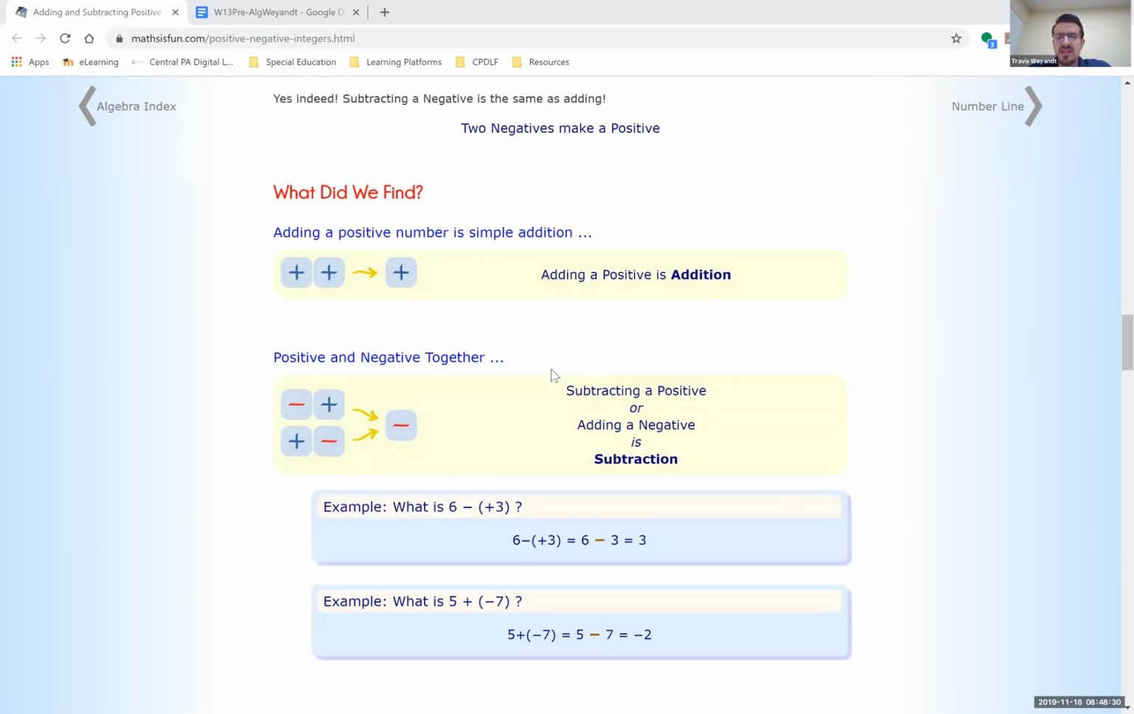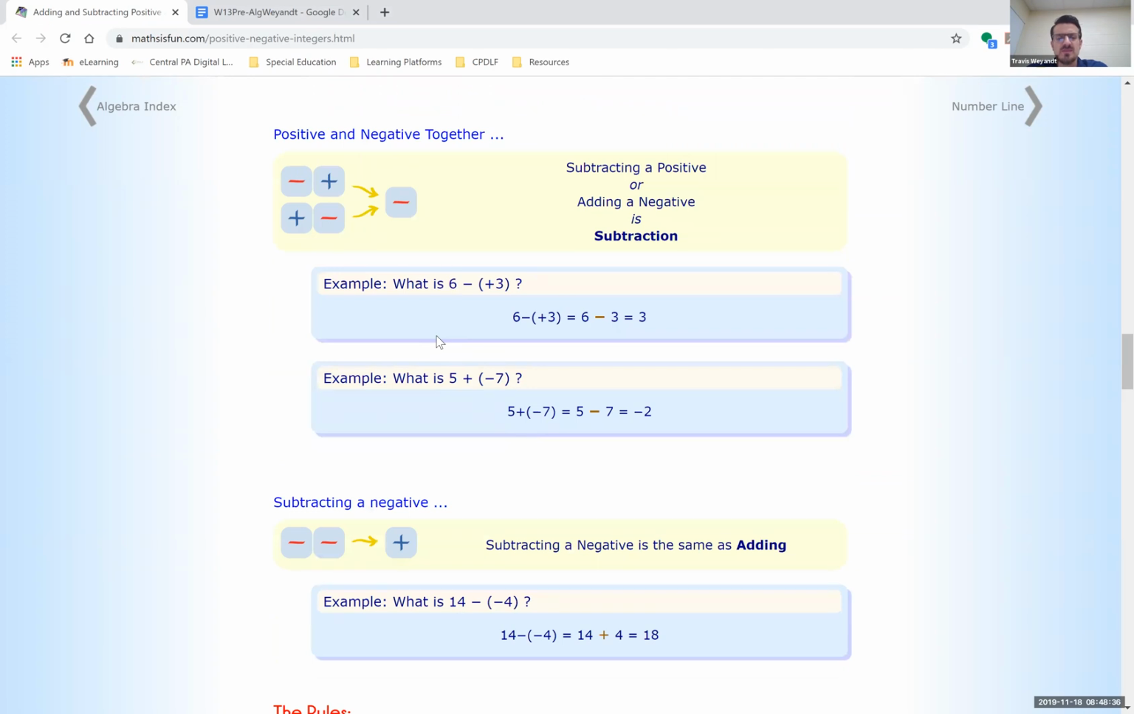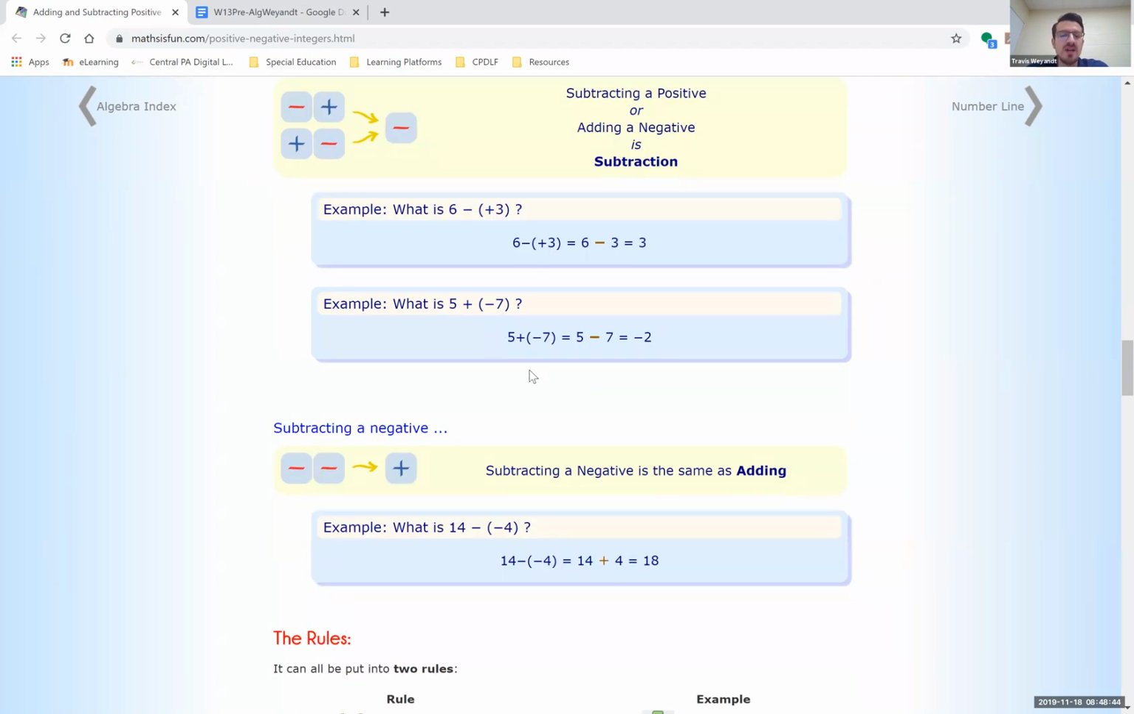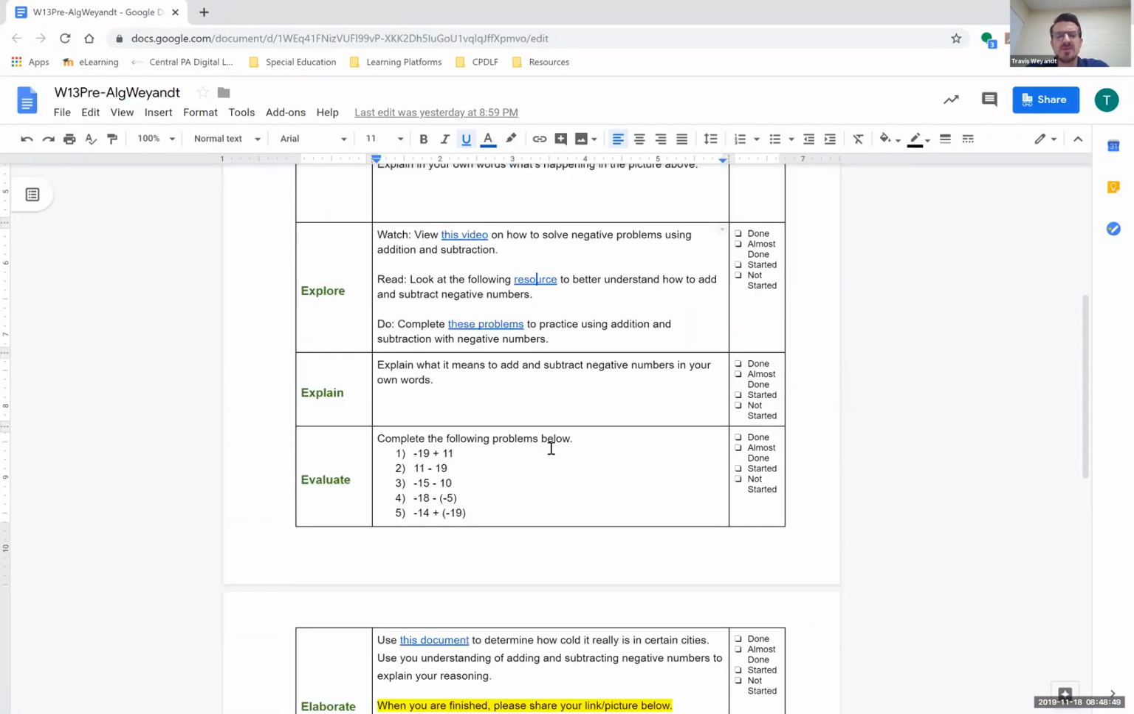And again, they give you some more additional resources as you look through these different examples. What is 6 minus +3? What is 5 plus -7? And use this resource to see how they're solving these problems. So again, this resource and this lesson is to firm up your understanding of what negative numbers really are and how to operate with them.